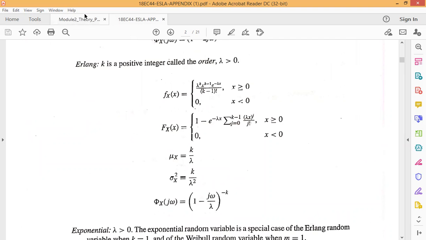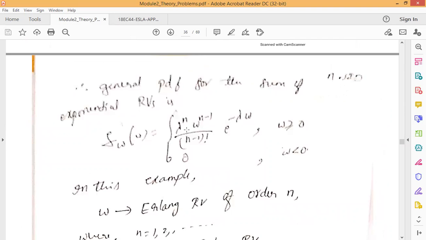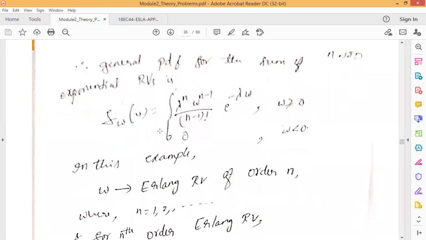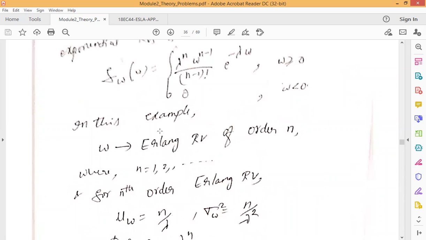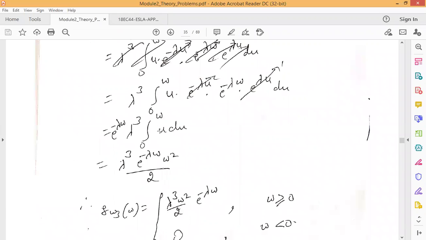The same equation is given here in terms of n random variables. Whenever you add exponential random variables which are independent and identically distributed, the sum of such random variables results in the Erlang random variable of order n. In the exam you may get a question like: show that the sum of IID exponential random variables results in the Erlang random variable. If you get this question, you need to go with this type of derivation.